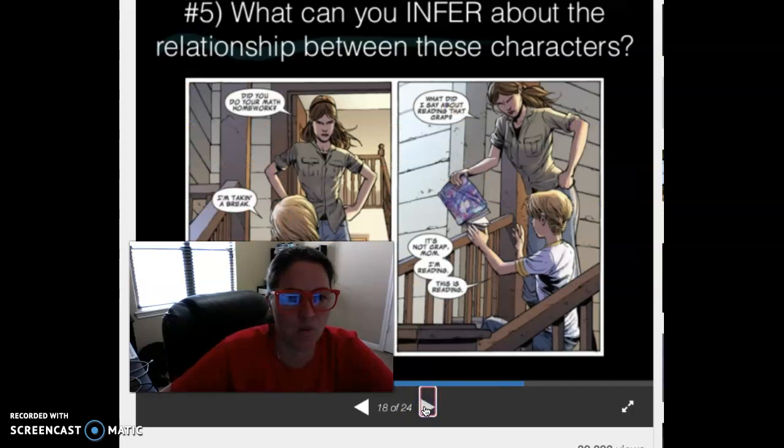Okay. What can you infer about the relationship between these characters? So look at the body language, look at what's happening.